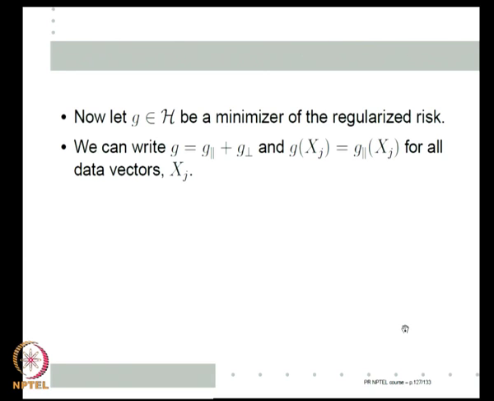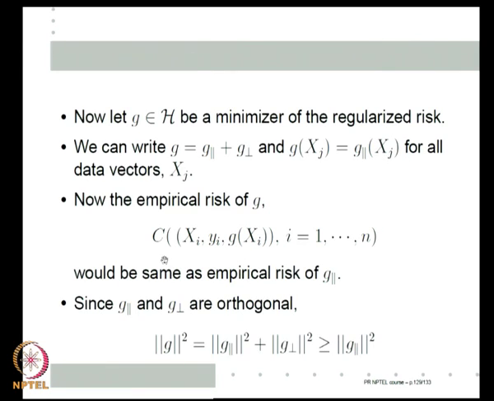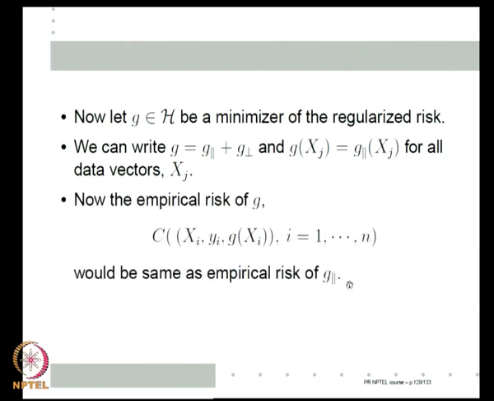Now, let g be any minimizer of the regularized risk. We can write g as g parallel plus g perpendicular, and hence we know g(xj) is g parallel(xj) for all data vectors xj. Now, the empirical risk only depends on xi, yi, g(xi). So, it depends on the values of g only on the data points. On the data points, g and g parallel are the same. So, the empirical risk of g will be the same as the empirical risk of g parallel.